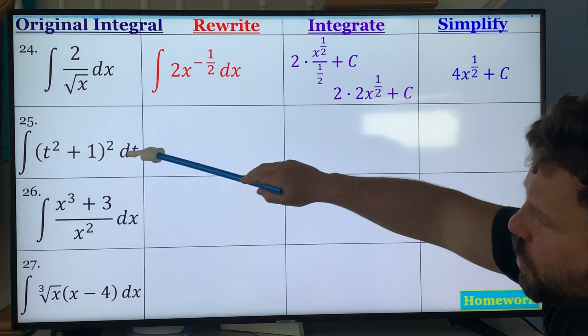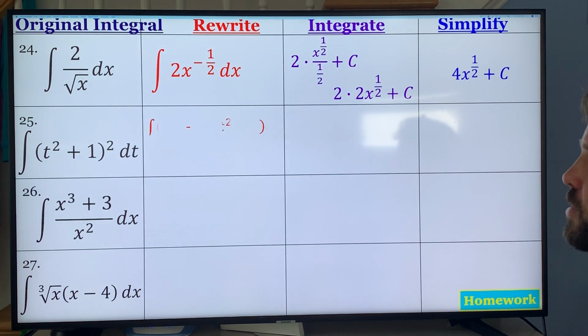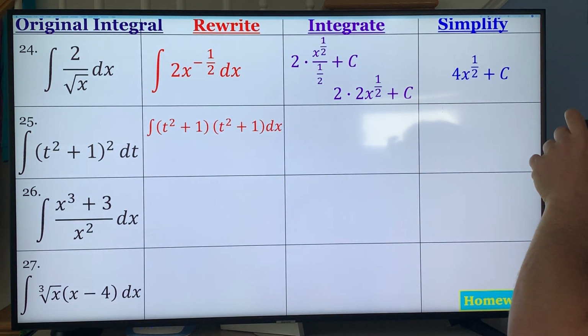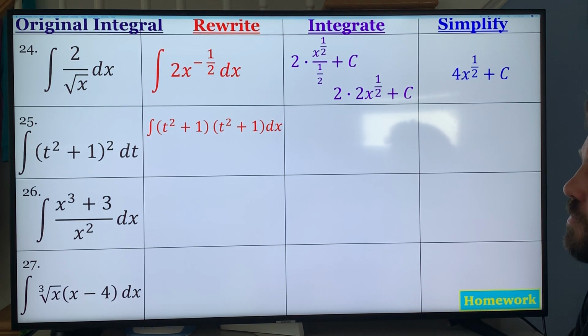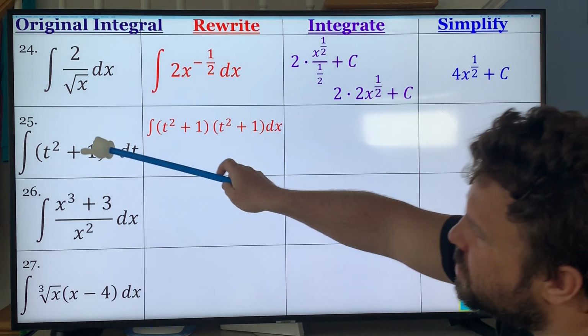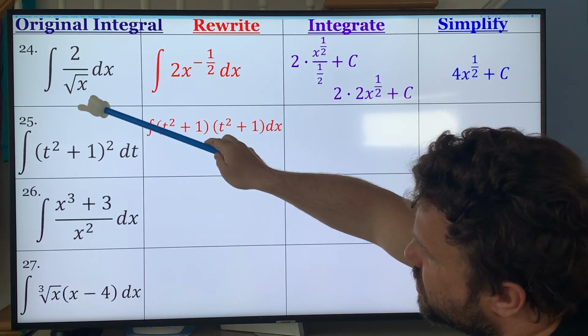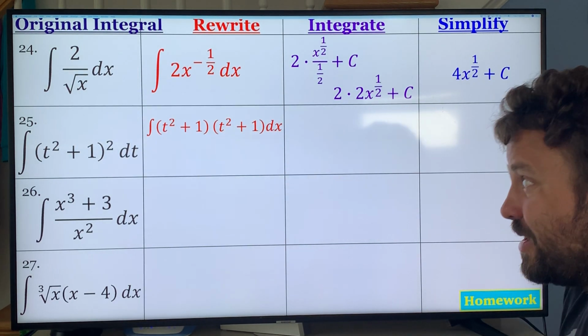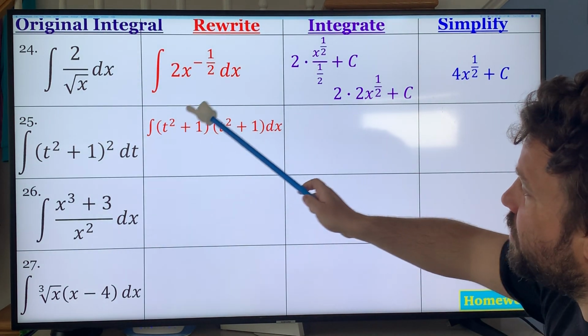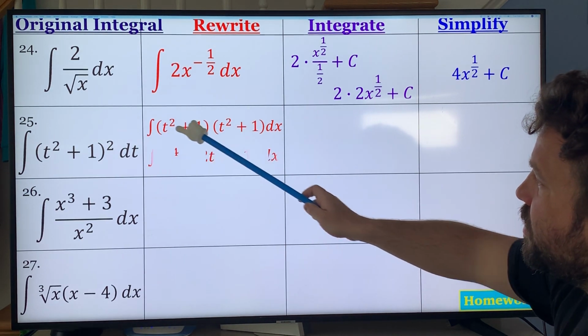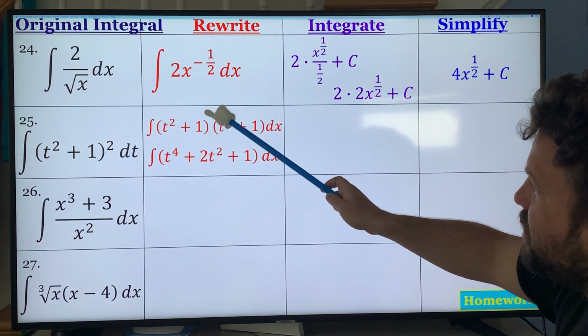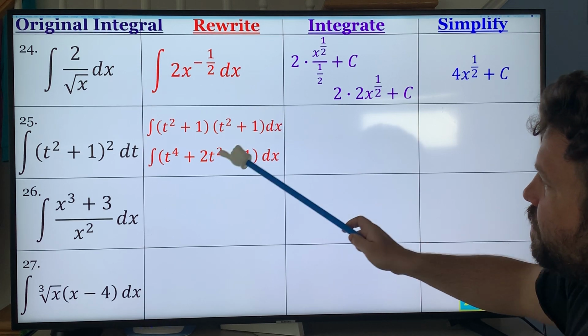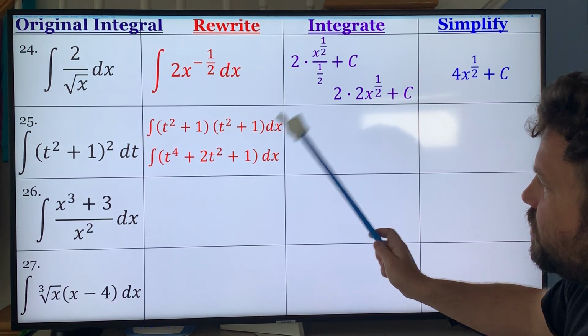Here, you have to FOIL this. You have to use your rule. It's actually t squared plus 1 times t squared plus 1. Or you can just use the rule a squared plus 2ab plus b squared, but I know you guys don't like that rule. So you can FOIL: t to the 4th plus t squared plus 1, t to the 4th plus 2t squared plus 1.